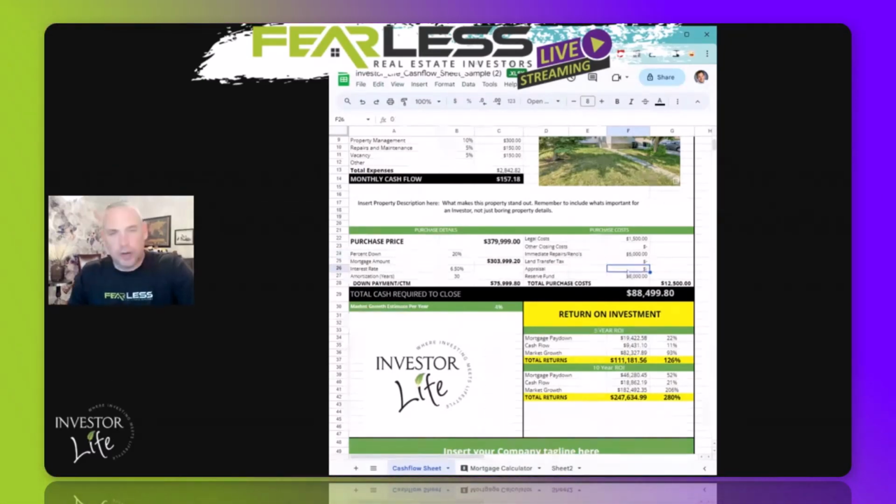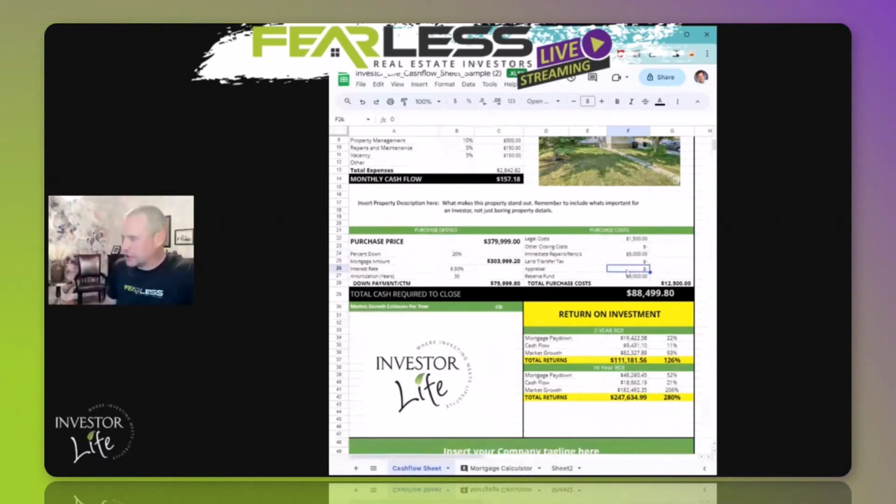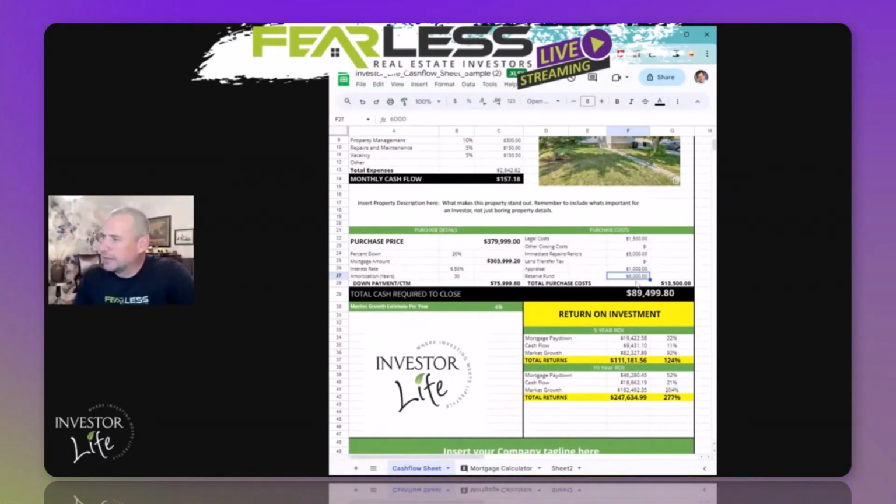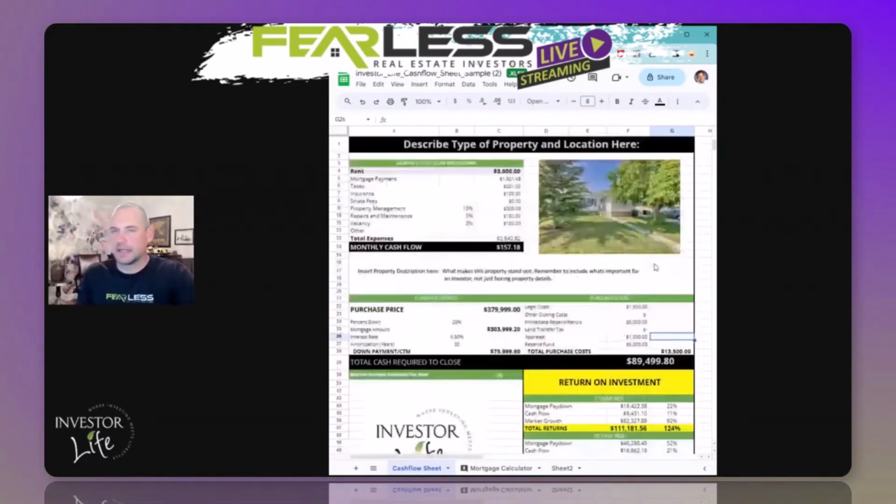We might have an appraisal or an inspection cost. So let's just say we're going to spend $1,000 on both of those things. And we want to set aside a reserve fund. Because here's the deal, guys, and I want this to be very clear when it comes to analyzing a property, is that we might have 5% set aside for repairs and maintenance.